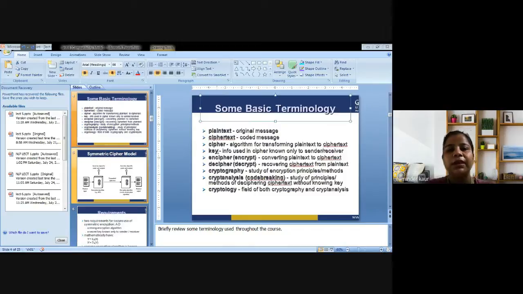Next is encipher, that is concerned with encryption. Next is decipher, that is concerned with decryption. Encipher means we are supposed to convert plain text to ciphertext, and decipher means recovering plain text from the ciphertext. Next is cryptography, the study of encryption principles or methods that we are going to use while dealing with symmetric key encryption. Next is cryptanalysis, that is code breaking, the study of principles or methods of deciphering ciphertext without knowing the key. Next is cryptology, the field of both cryptography and cryptanalysis.